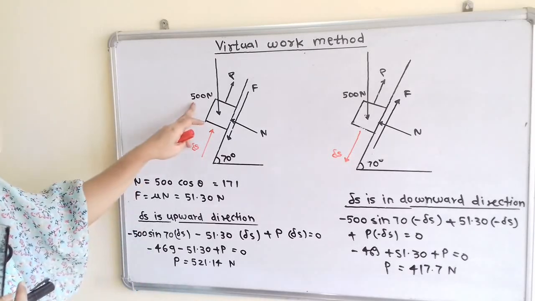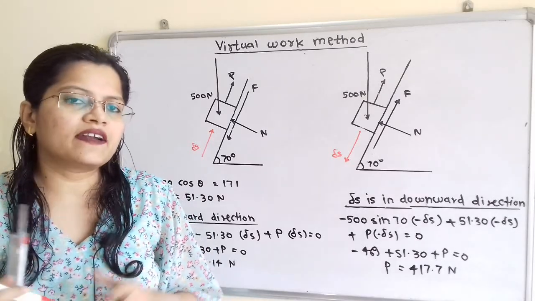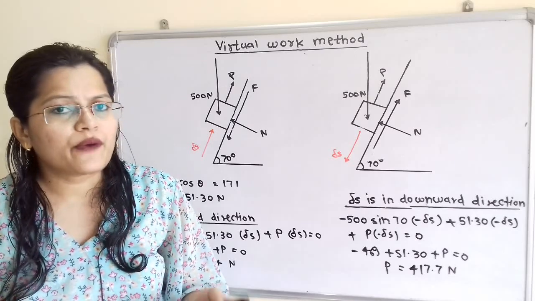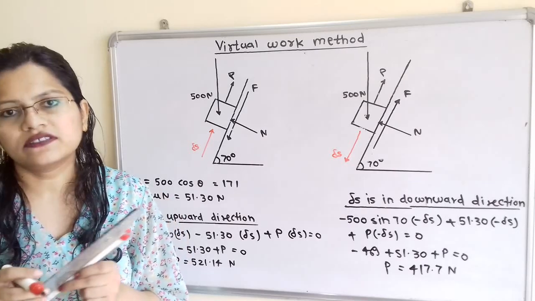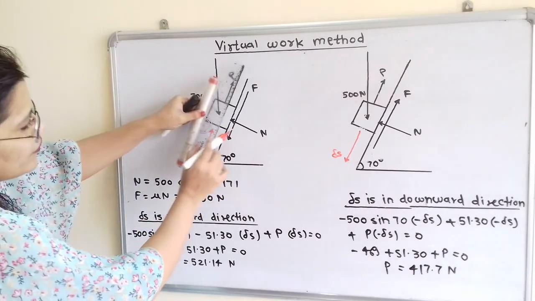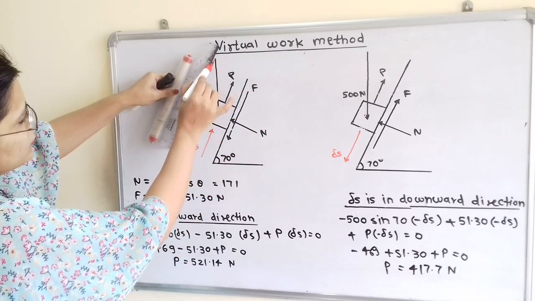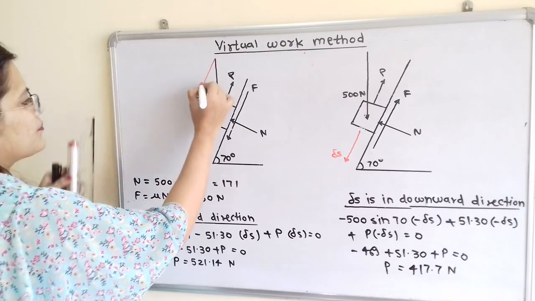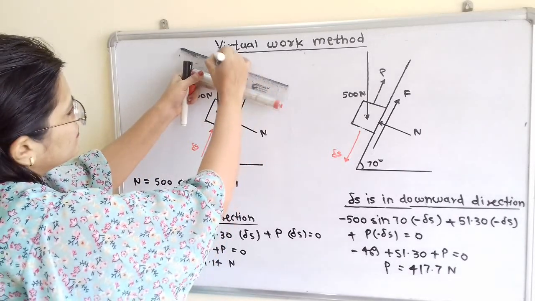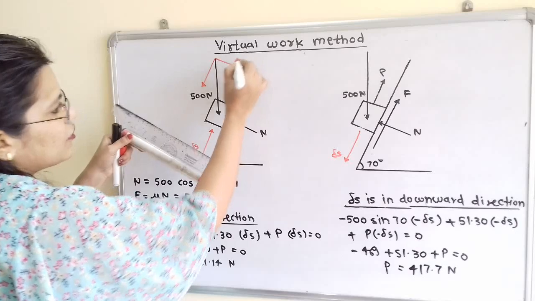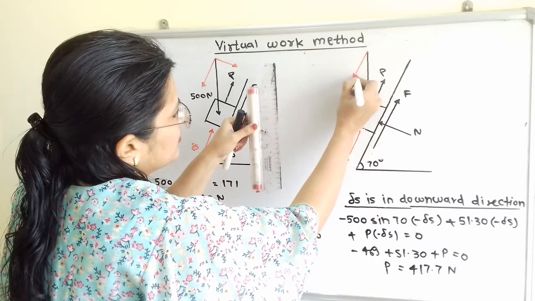If we observe this 500 Newton, which is in the vertically downward direction, we will resolve this 500 Newton into two components. One component is parallel to the inclined surface and the second component is perpendicular to the inclined surface. So how to show this? We will take one line parallel to the inclined surface, and here we will show this component. Now we will take a second line parallel to this N, and we will show here the other component. Now in the same way we will show the components for the 500 Newton.